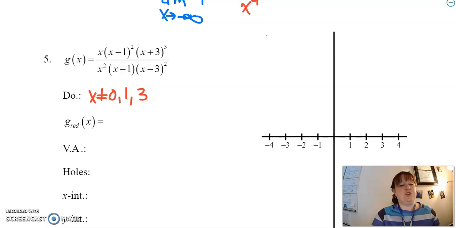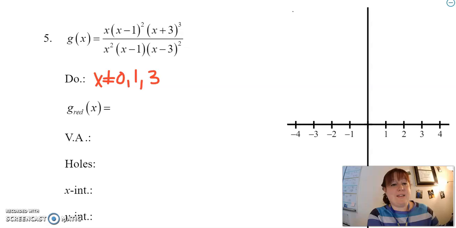Now, do you see this g reduced of x? That means we're going to go ahead and cancel out things that are similar, and we can write a reduced function. That's what red stands for. So when you see that on the test, don't freak out. Don't raise your hand and say, Ms. Marie, I don't know what that means. I'll probably still answer your question, but I might roll my eyes a little bit.